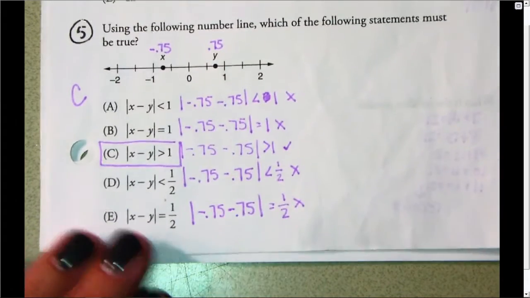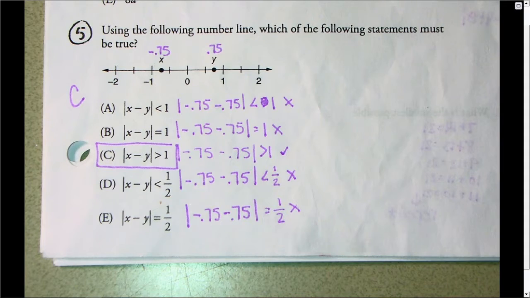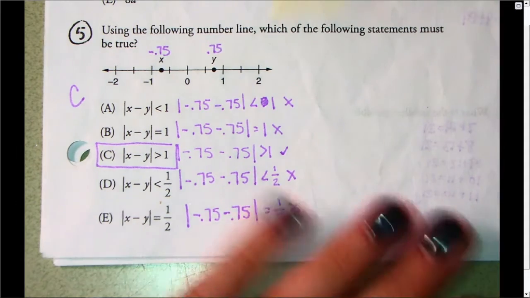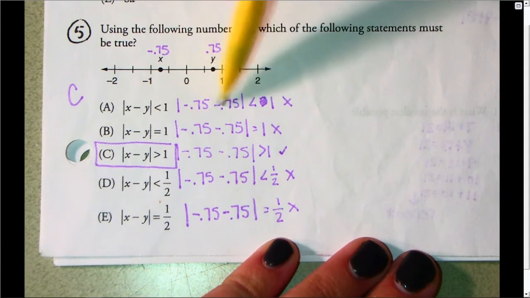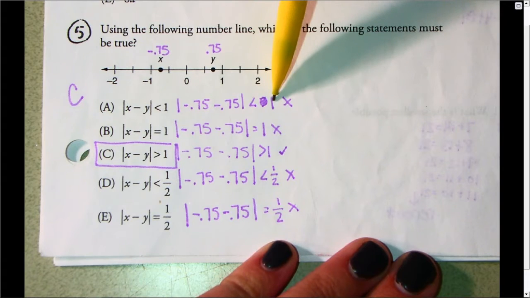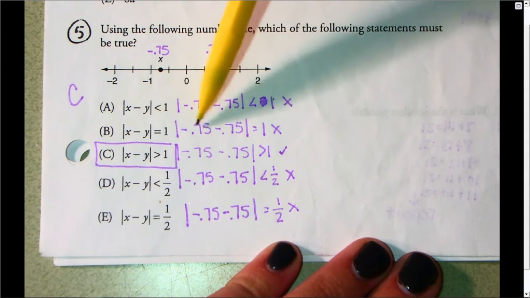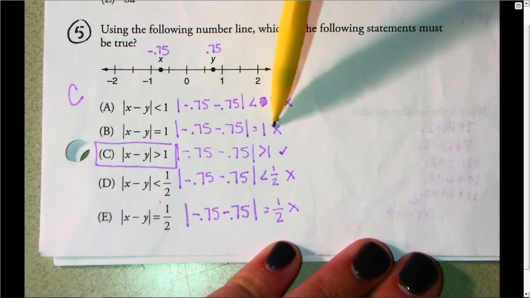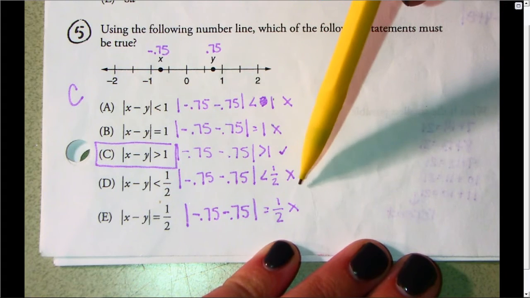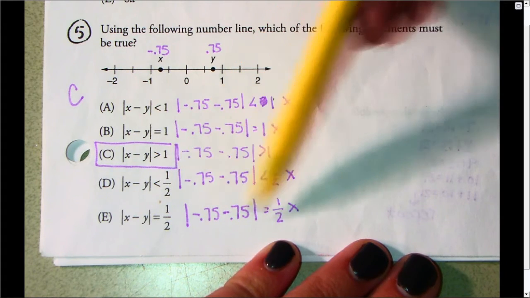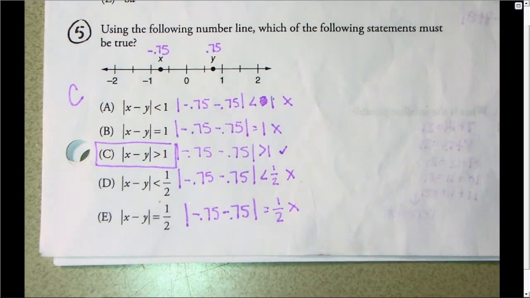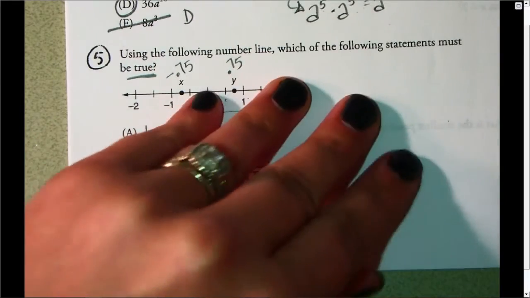If not, here is what I have on the answer key online if you want full in-depth. This is incorrect because you get less than 1, which is not true. This one is incorrect because it doesn't equal 1. This one's incorrect because it's not less than 1/2, and this one's incorrect because it doesn't equal a half. So the only one that is correct is C. All right, continuing on to number 6.